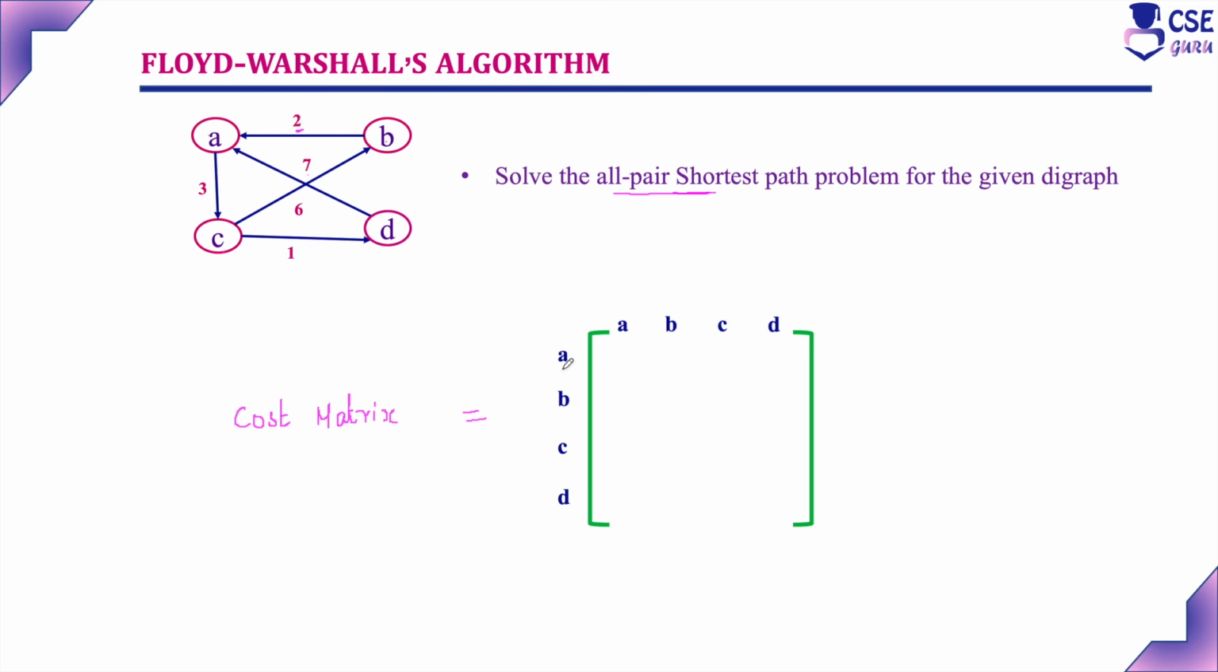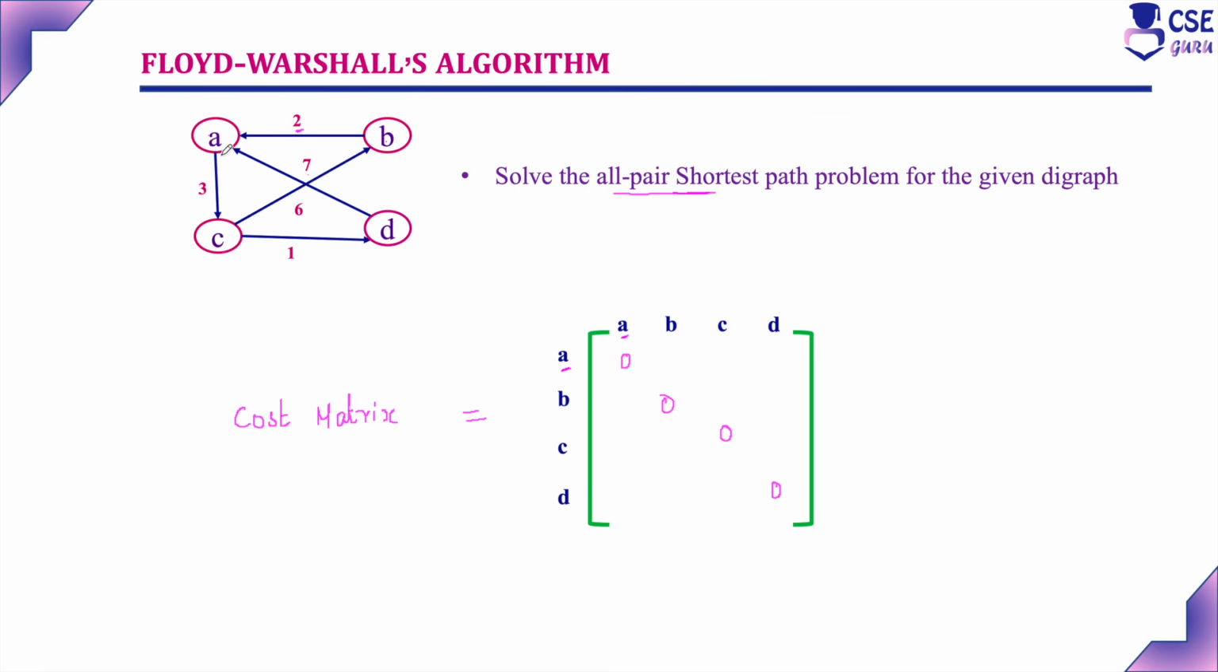For A to A, since we are not going to find the shortest path from a vertex to itself, these diagonal values, A to A, B to B, C to C and D to D, we need to make 0. So, A to A, the value is 0.